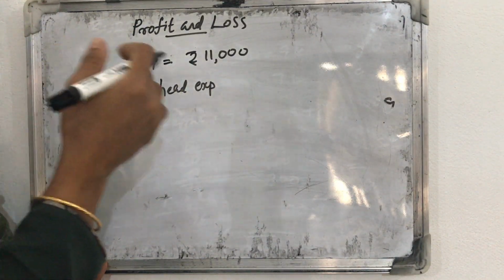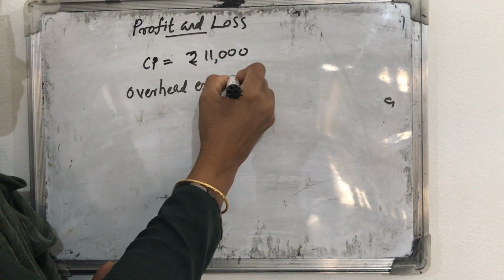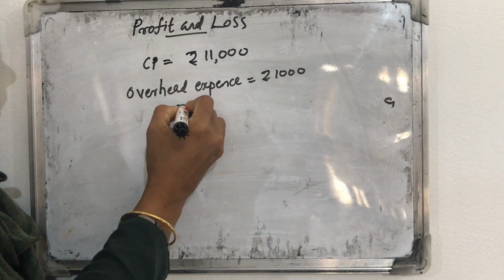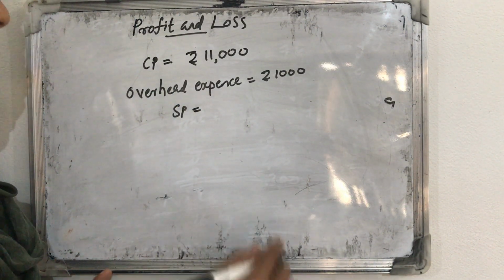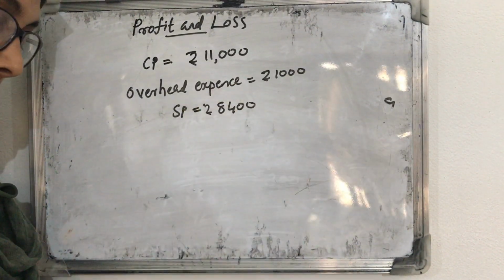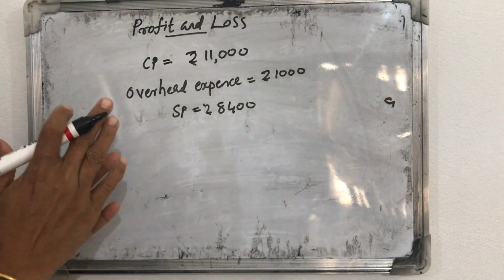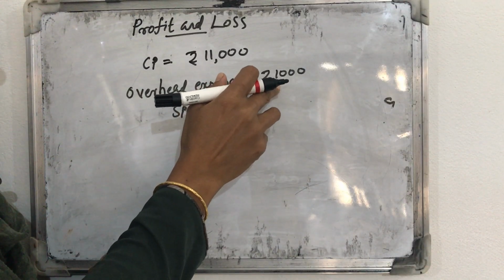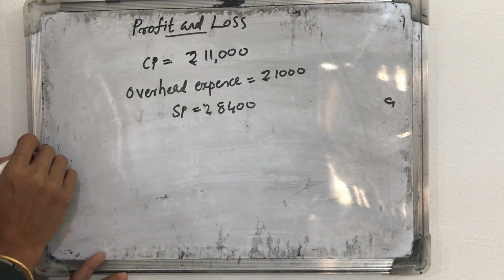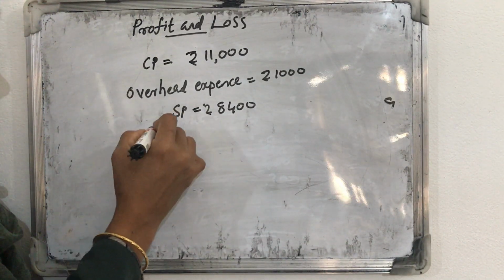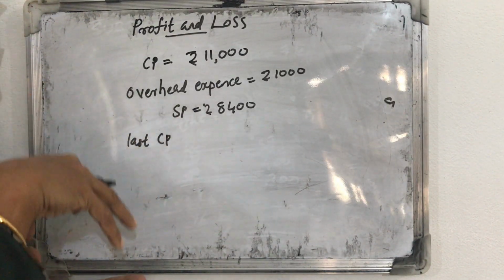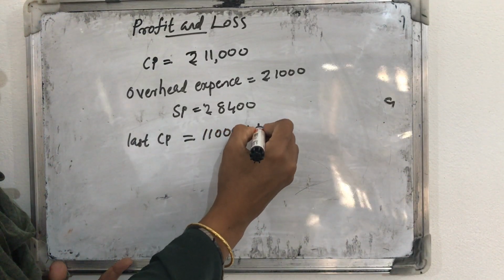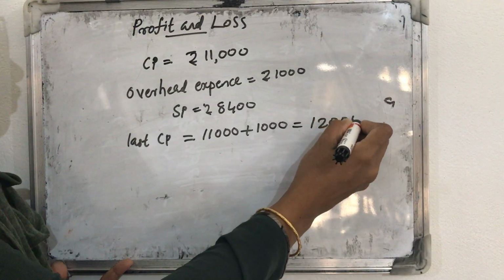After buying, he spent some extra amount. That is overhead expense: 1,000 rupees. Then after repairing, he sold that camera for 8,400 rupees. So here we want to find his loss percent. When we take the CP, we want to add this overhead expense with this CP. After buying, he spent some more money, 1,000. So 11,000 plus 1,000 equals 12,000 rupees, which is the actual CP.